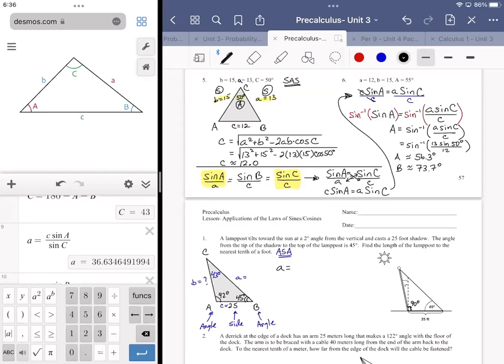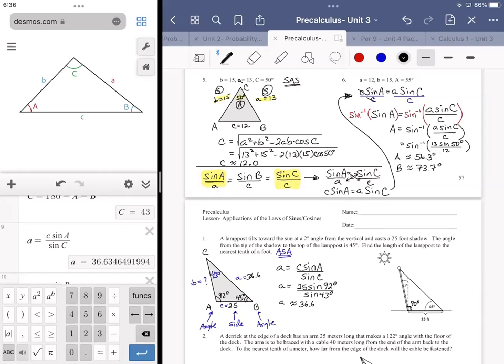So A is equal to C sine A over the sine of C. So A is equal to C, which is 25. That's the side C. Sine of angle A, which is 92 degrees, over sine of C, sine of 43 degrees. Right? And that's going to give you approximately 36.6 as a result. All right, so that's side A.